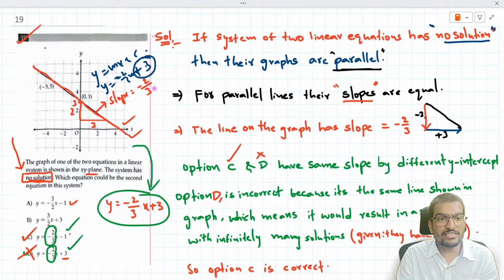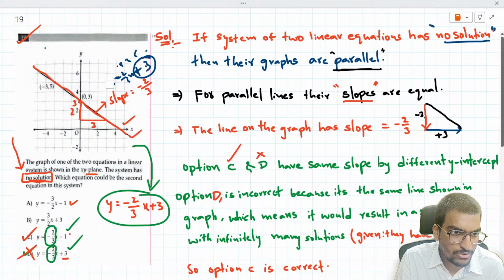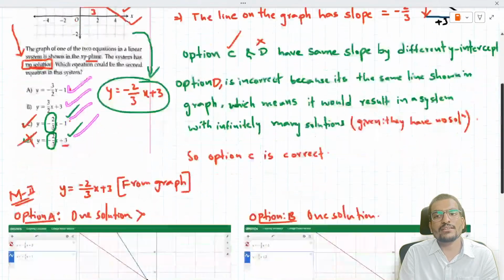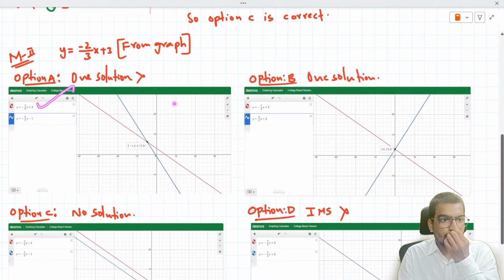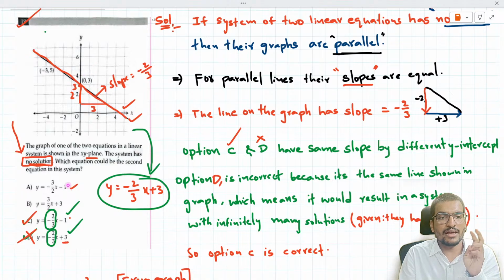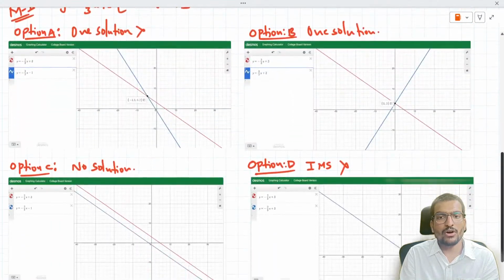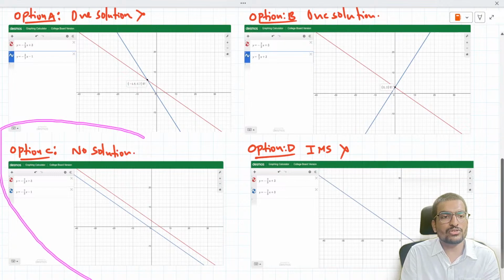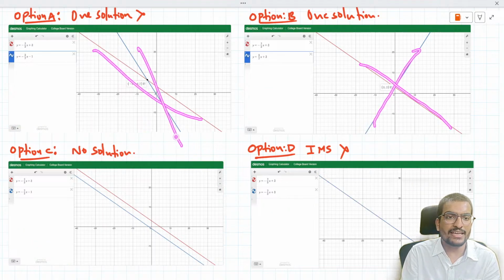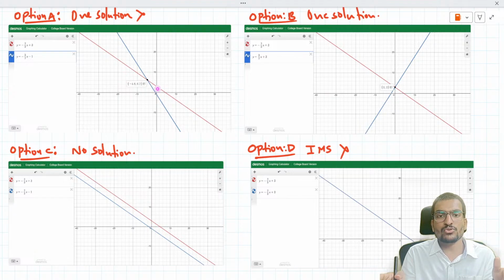That's how we did it. This is the fastest way. But if you still don't know how to get it, you just need to get the equation of the first line and keep changing the options, and you get the answer. First I took the first line equation, with slope negative 2 by 3, x plus 3. That is the equation, and I keep on changing A, B, C, D. So I got these 4, and I saw only no solution in option C. Option D has infinitely many solutions, because the lines are coinciding. Options B and A meet at a point, so definitely not no solution, they are one solution.